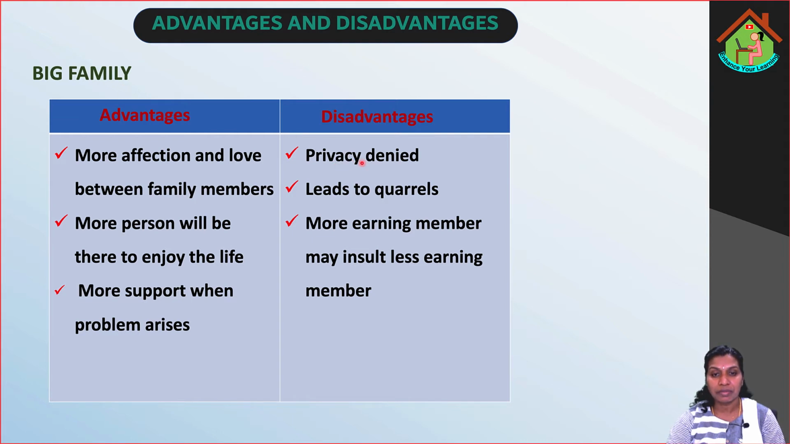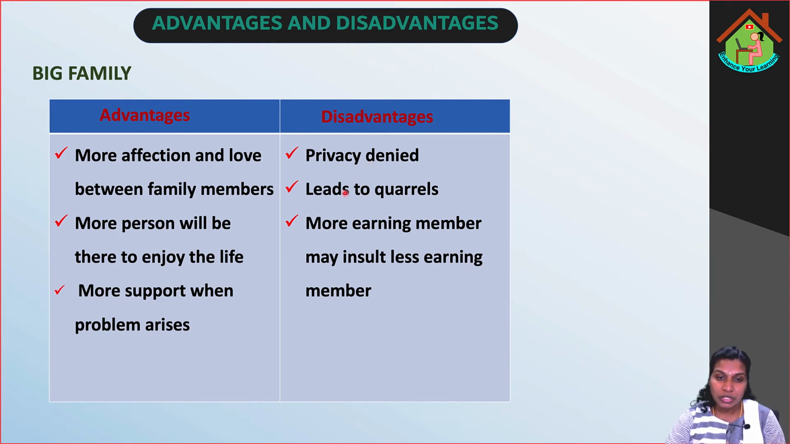Okay, first one is privacy denied. Okay, so big family means a lot of persons will be there in one house. Okay, if a mother wants to share some secret with the father, it is difficult because all the others are there. Other persons will be watching what is happening. Okay, so the privacy is getting denied when you are in a big family.